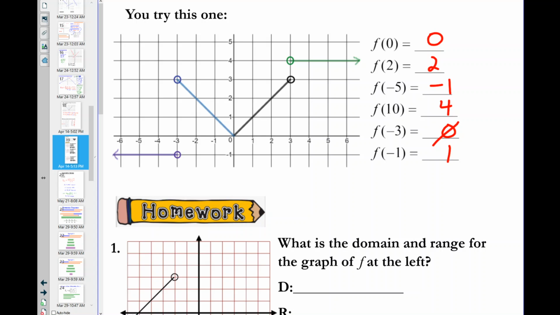Take a look at my board. Take a look at your paper, Emily. Your eyes are really close to the paper, so you should be able to see it. Did you get something different? If you did, say something. Tom, same things.